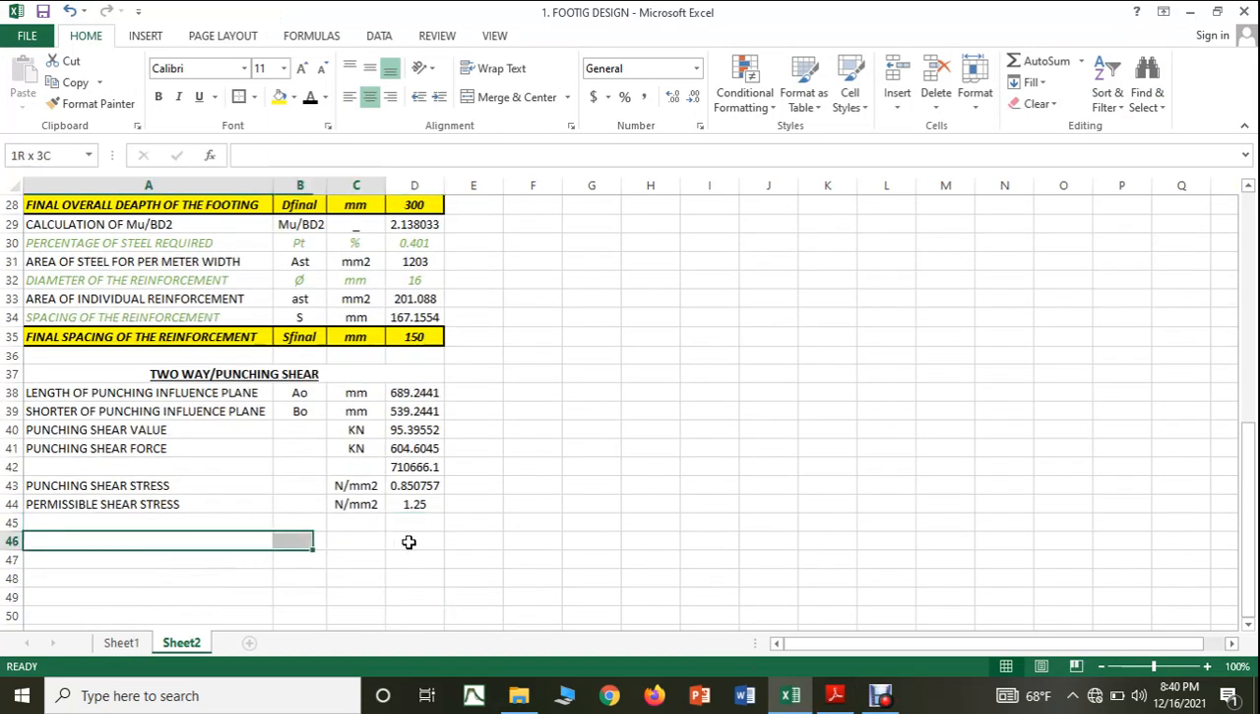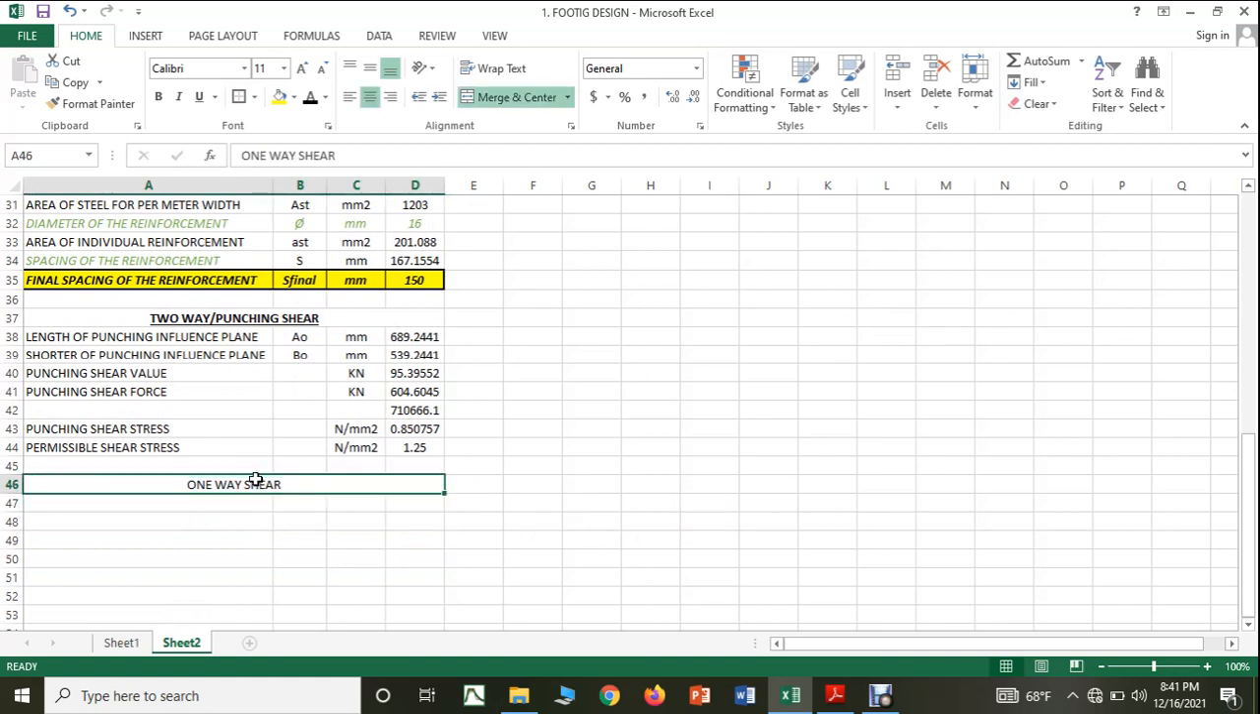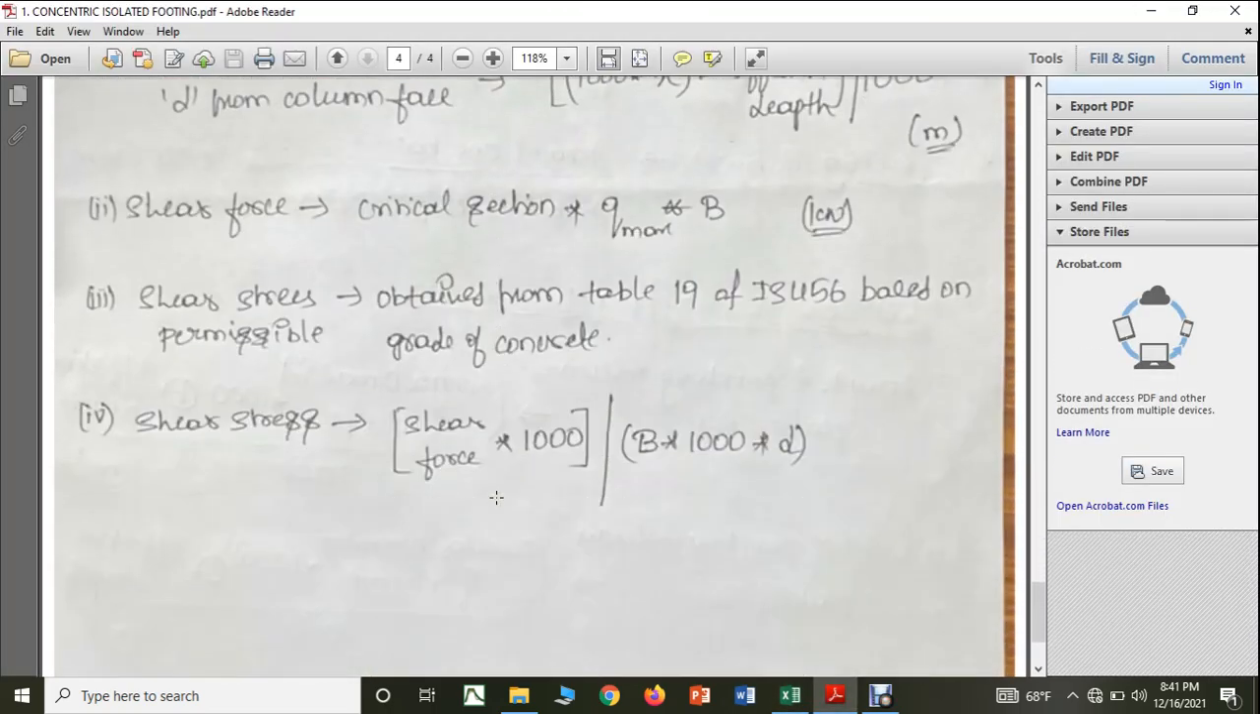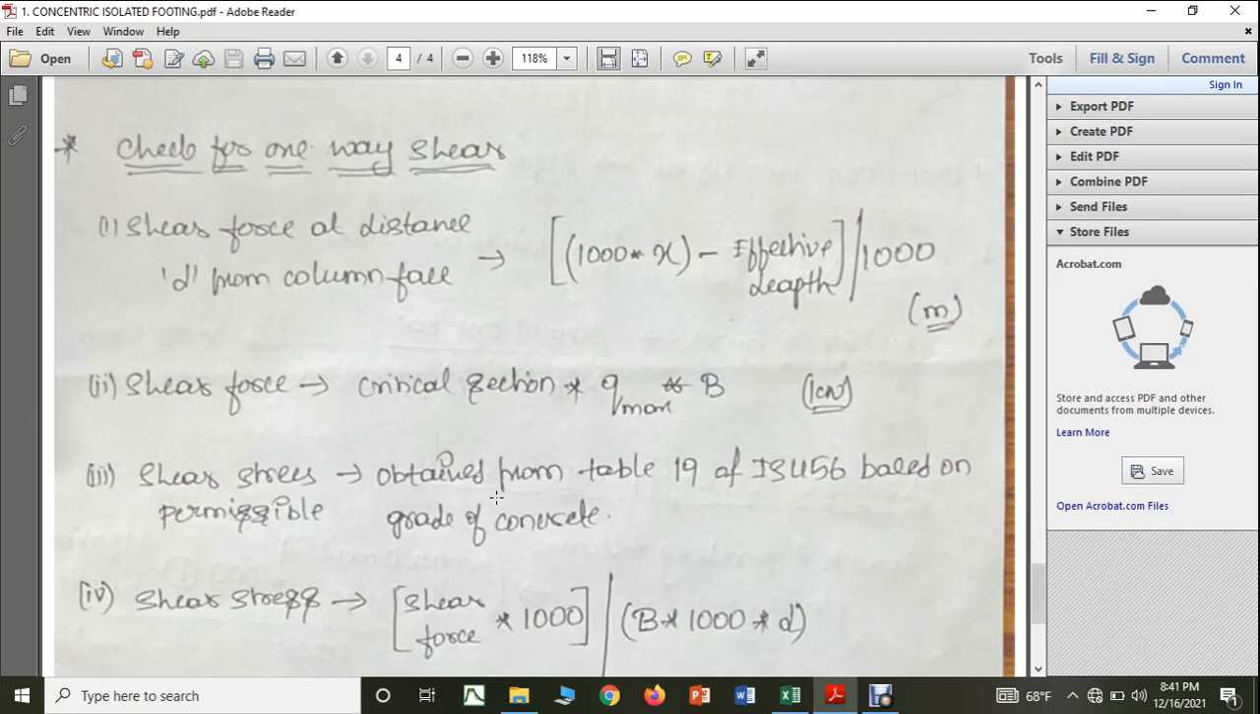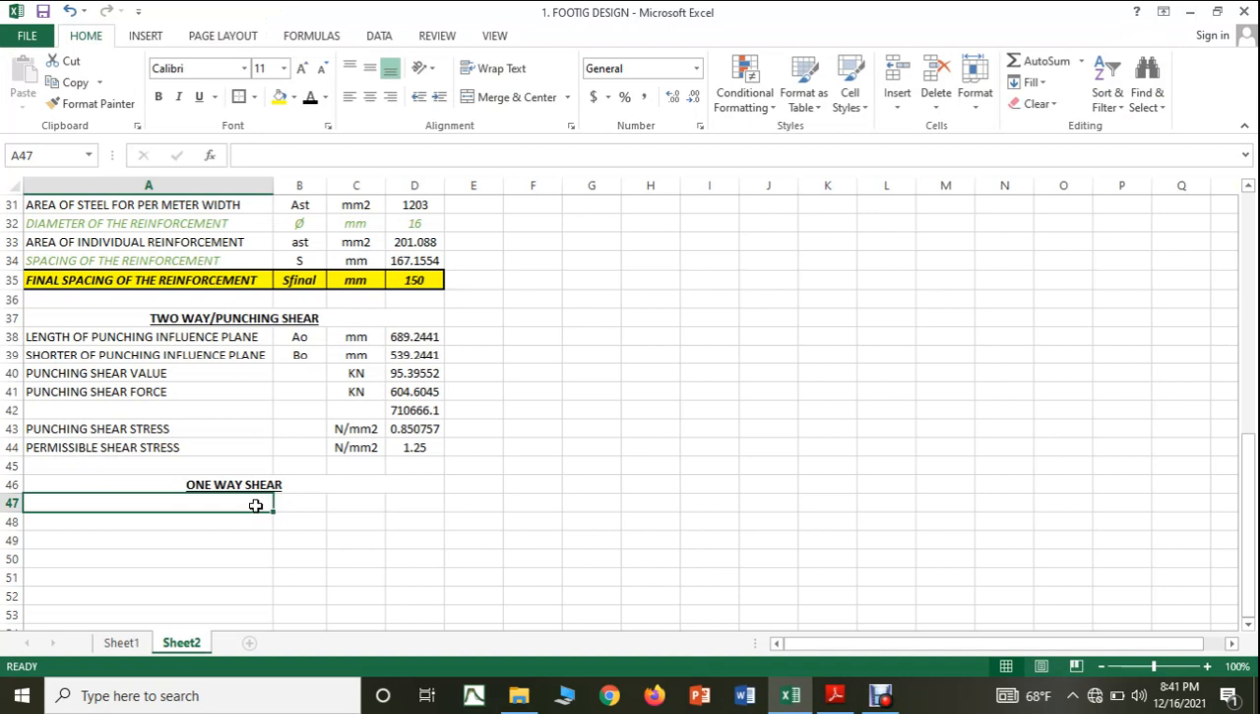Once this is done, your next and last step is one way shear. How to check for one way shear? First you are supposed to calculate the shear force at a distance d from the column face. That is the shear force at d from the column face.